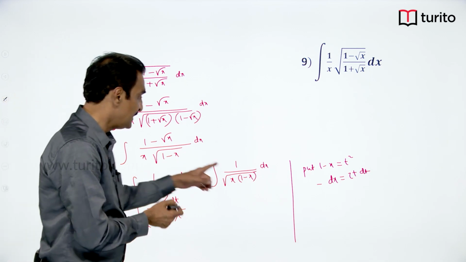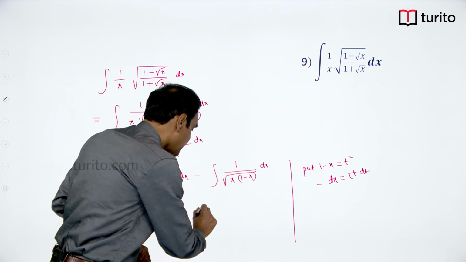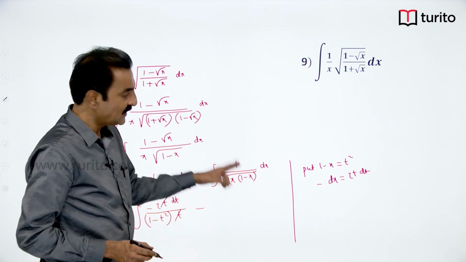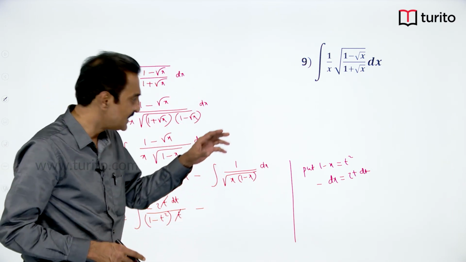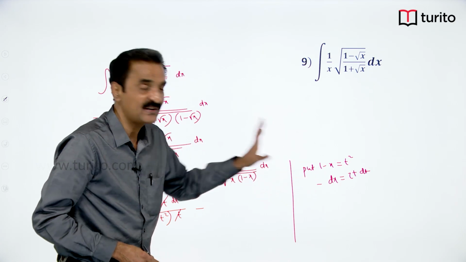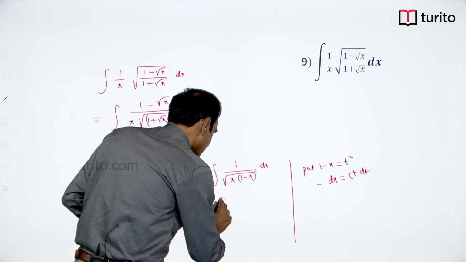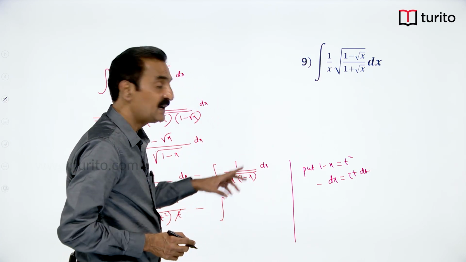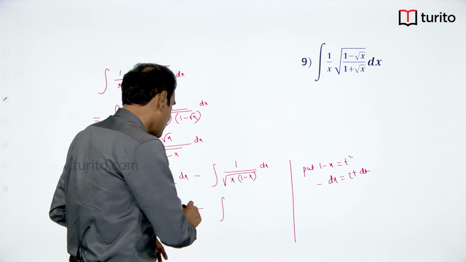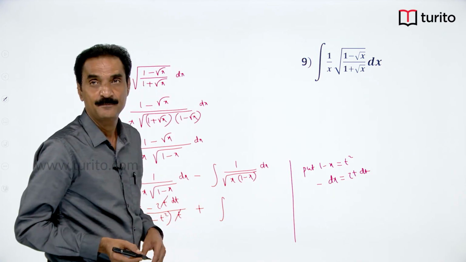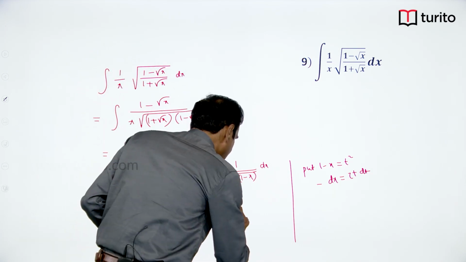Let us write it. At the same time, since root over 1 minus x is present in the second one, let us proceed with the second integral also with the same substitution. Numerator is, dx is minus 2t dt, so this becomes plus 2t dt.